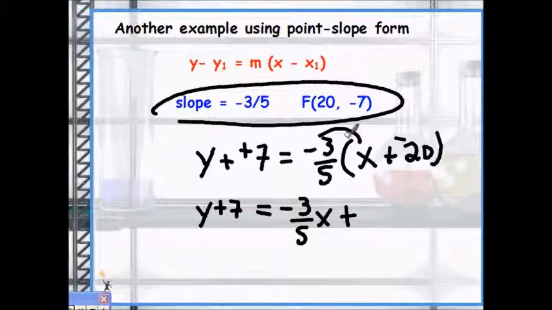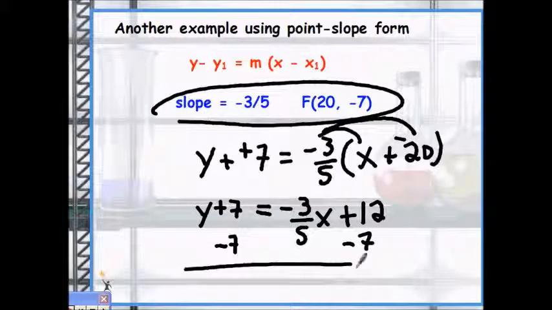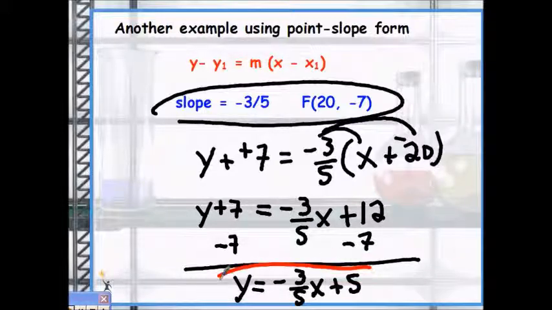Let's see, a negative times a negative is a positive, and to do 3/5 times 20, I simply divide 20 by 5, that's 4, times 3 is 12. Now all I have to do is continue solving for y. I now have my equation in slope intercept form.